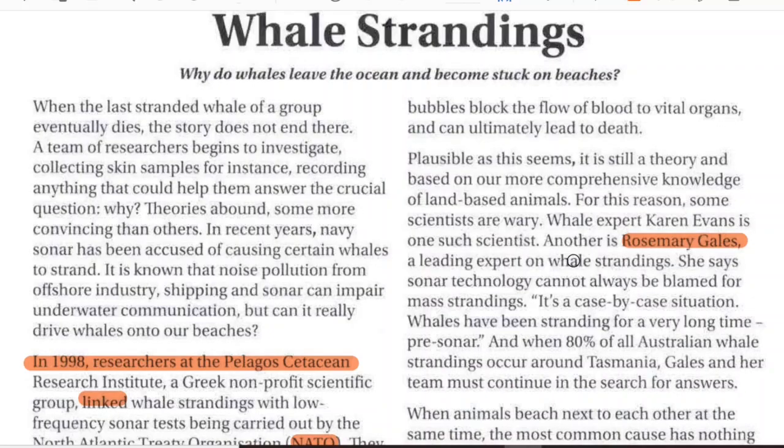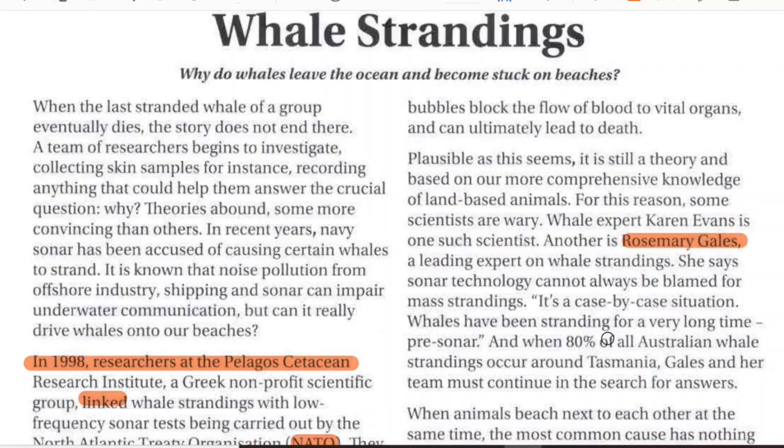So we are going to read the sentence before. Whale experts Karen Evans is one such scientist. This is not related to Rosemary Gales. Another is Rosemary Gales, a leading expert on whale strandings. She says sonar technology cannot always be blamed for mass strandings. It's a case-by-case situation. Whales have been stranding for a very long time pre-sonar.